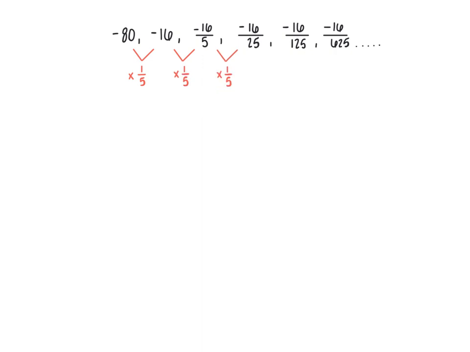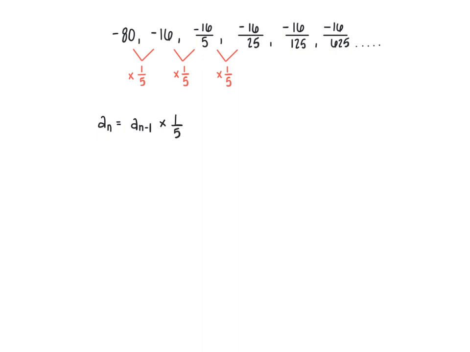Now that I understand what's happening between the terms, I can go ahead and write out my formula. So again, my formula is going to say a sub n is equal to, and here we're multiplying the previous term by 1/5. So I'm going to say a sub n minus 1 times 1/5.